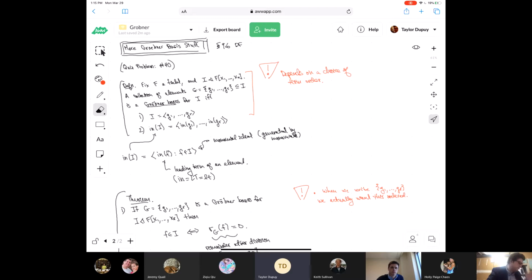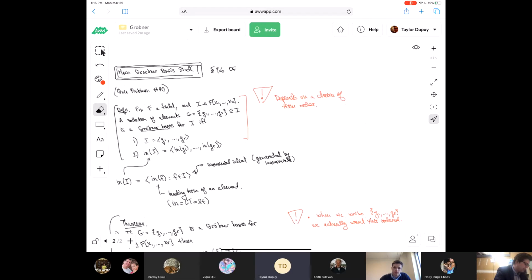That's a special ideal called a monomial ideal. And a Gröbner basis is a basis such that G1 through GR are generators for the ideal, and the initial terms of the basis are a basis for the initial ideal. So that's a special condition.